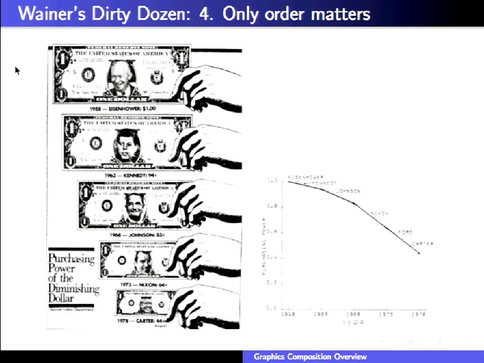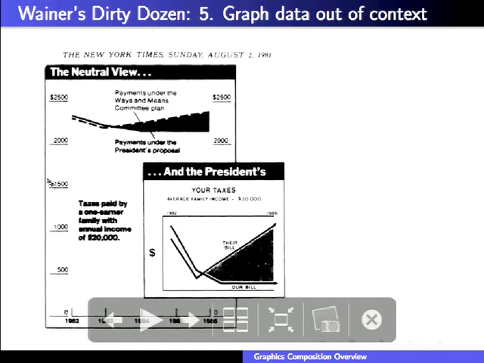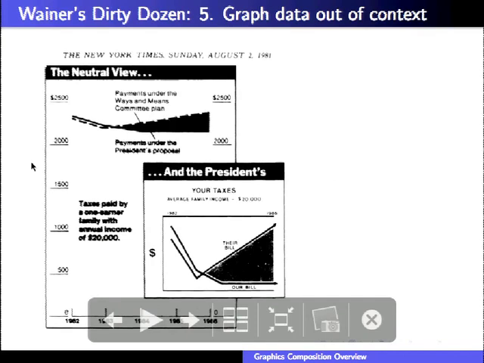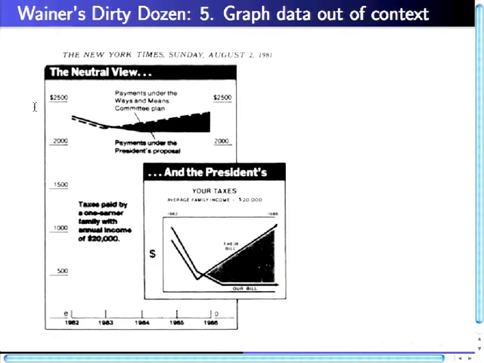Okay, graph the data out of context. Here's something that appeared in 1981 in the New York Times as a complaint to the president's graph. So the president's graph is nearly an inlay in the New York Times graph. What do you see about the president's graph? It's the exact same data. What's the difference between the two?